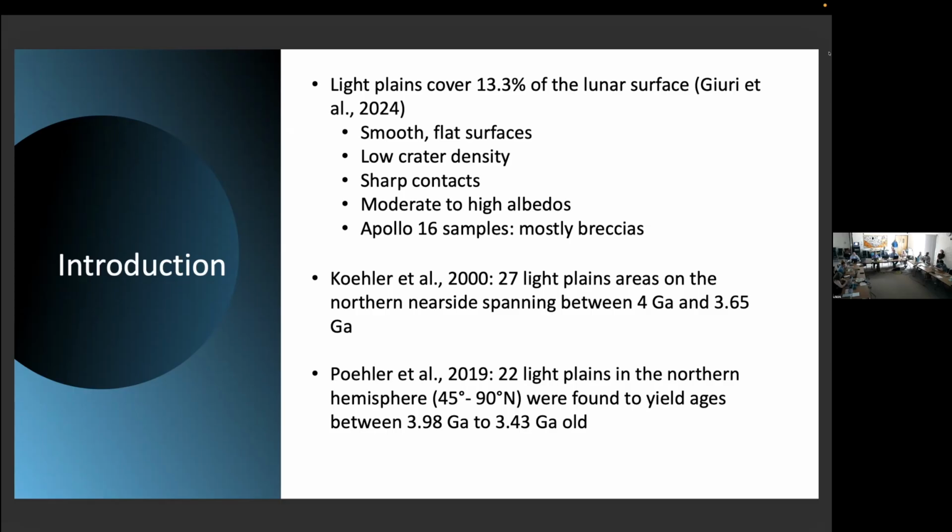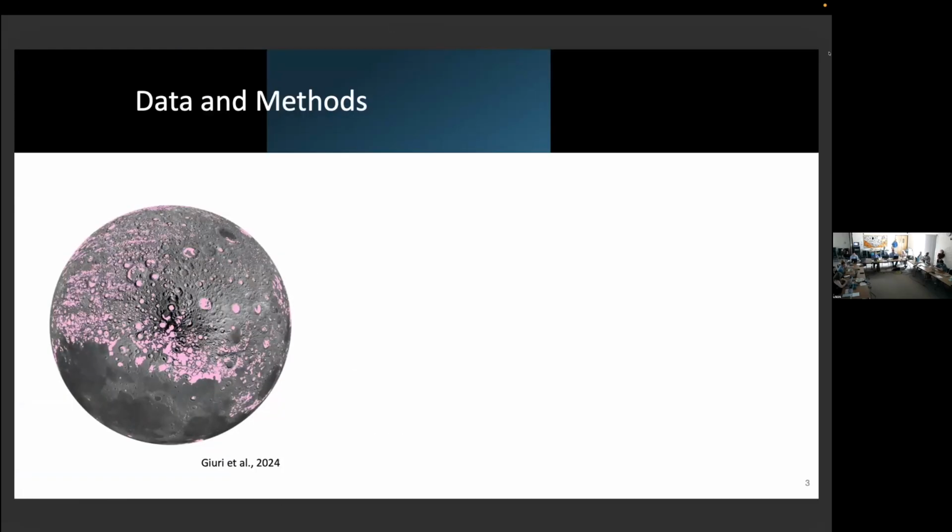Okay, next slide, please. So how was this done? Well, as you all know, it is very important that when you choose your count area, it is within one unit. In order to do that, we did that across the entire moon. So we used the latest global map of light plains that you see here. This is a North Polar view of it that we published in 2024. And from this, we used these plains to then date some of these floors.